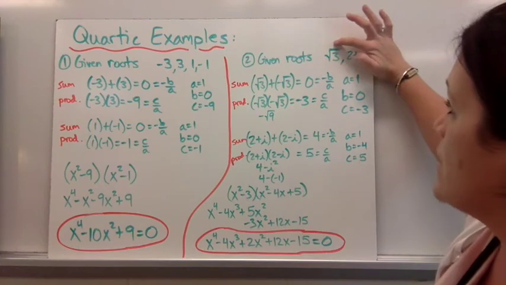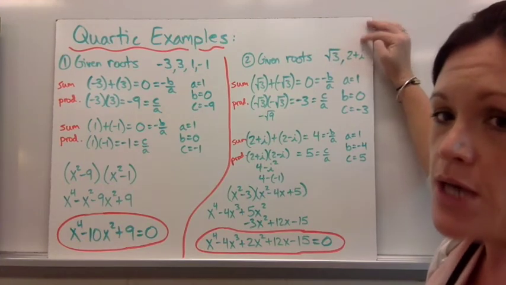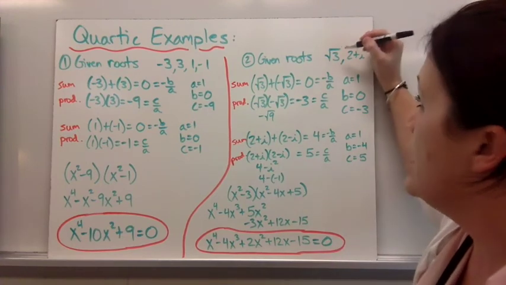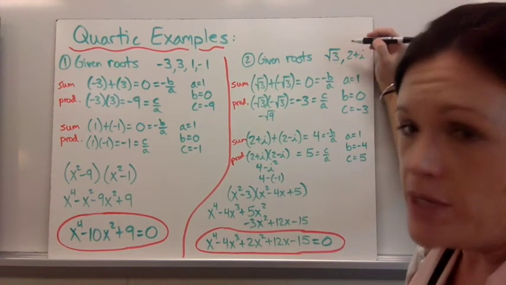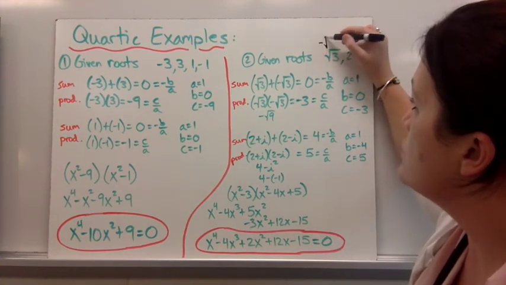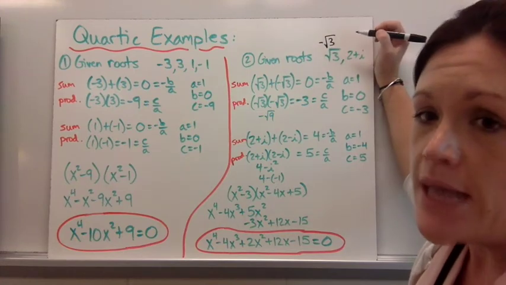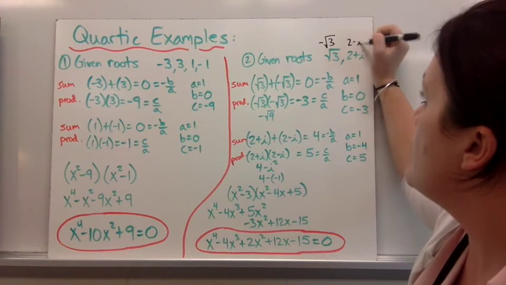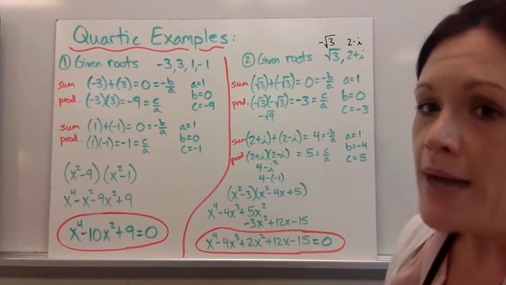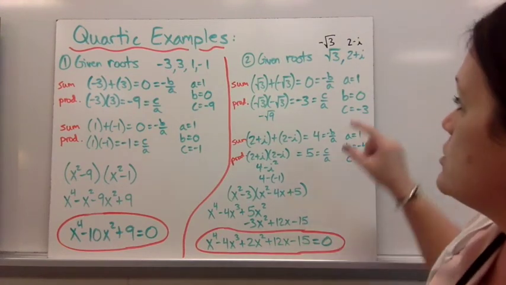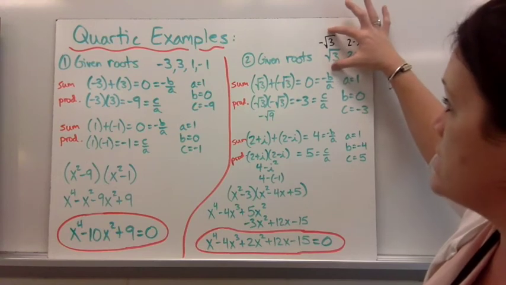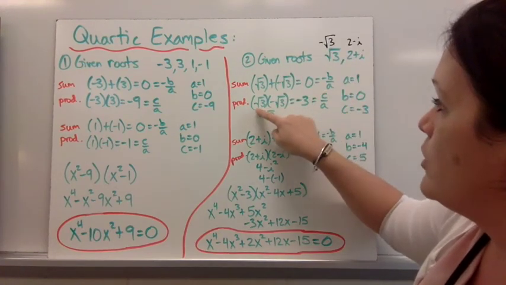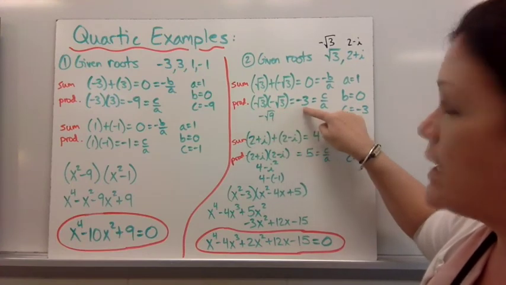It has an irrational and a complex root. I intentionally left the conjugates off of here so I could bring up the point. If they give you the square root of 3, you automatically assume there'd also be a negative square root of 3. If they say 2 plus i, you automatically assume there's also a 2 minus i as your root. So again, take those first 2 conjugates, add them together, so you get 0, multiply them together, you get -3.